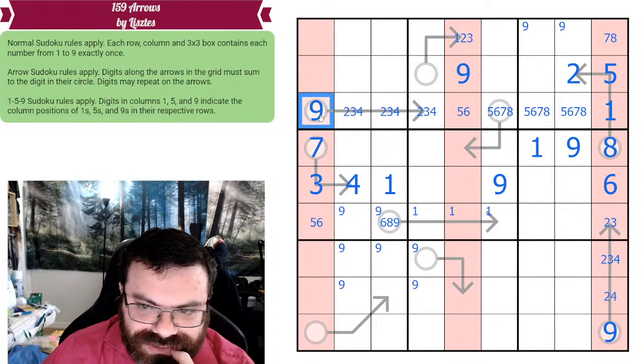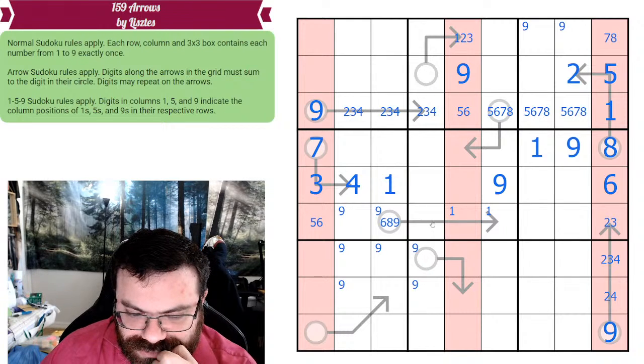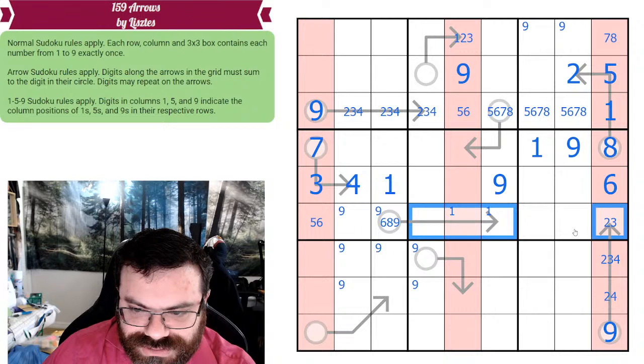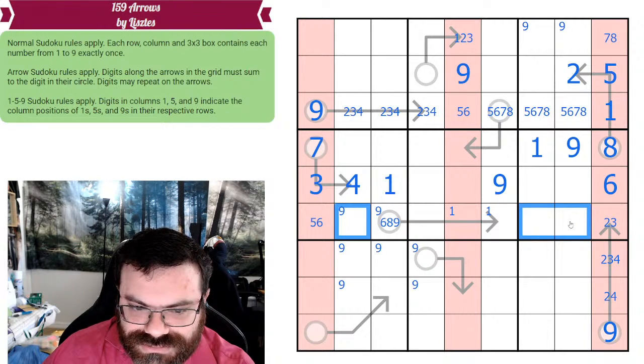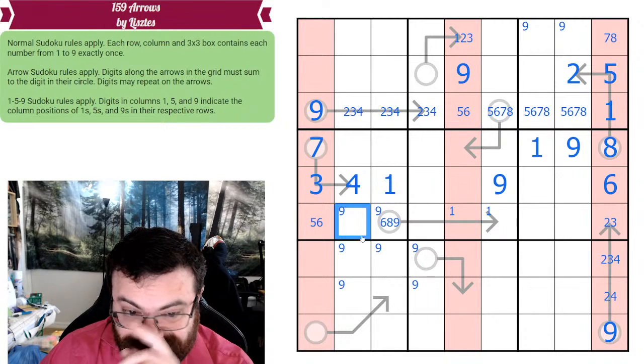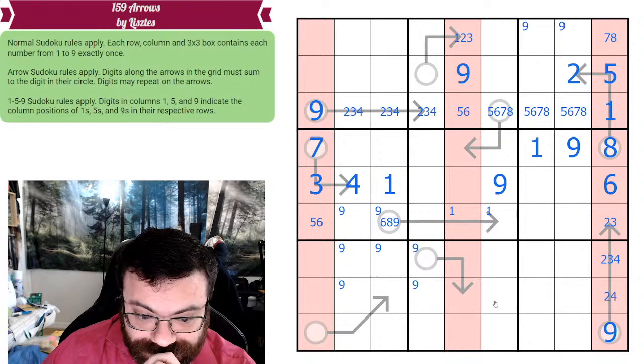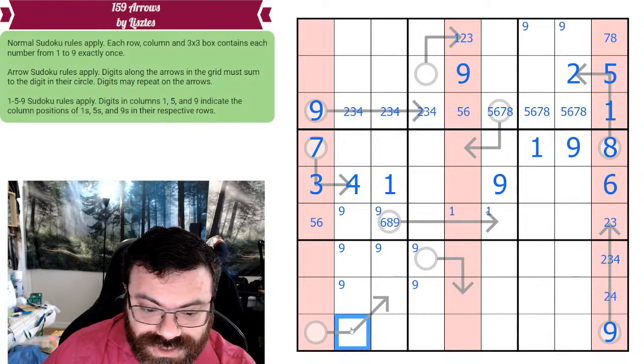Did I get all of these? 3, 7, 9, 5 or 6, so this can't be a 1 there. Does the virtual 2, 3 here do anything useful? We can't have 1, 2, 3. This can't be a 4 either. 5, 6, 8, 9? That's not so good. This can't be a 1 because that would put a 2 there.